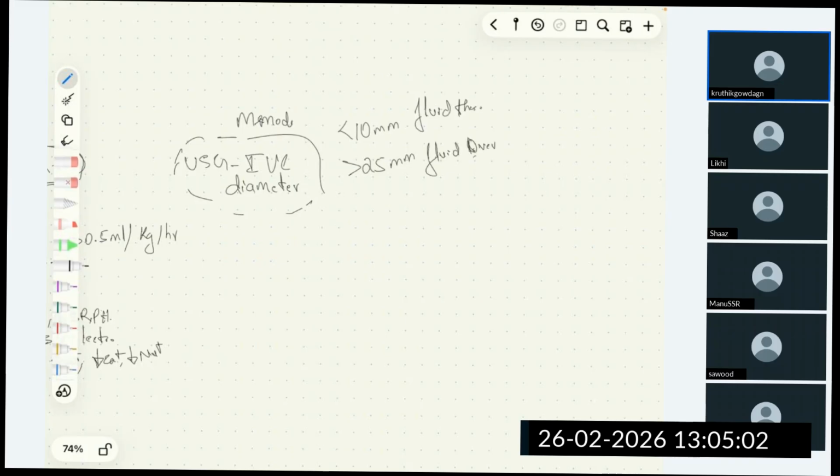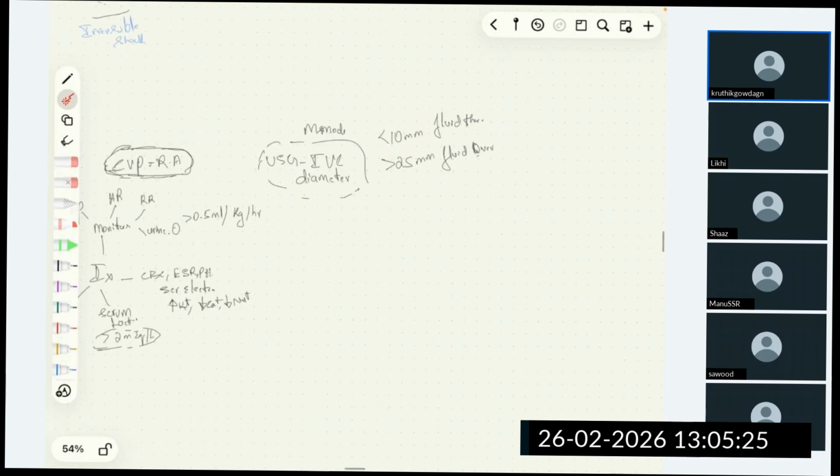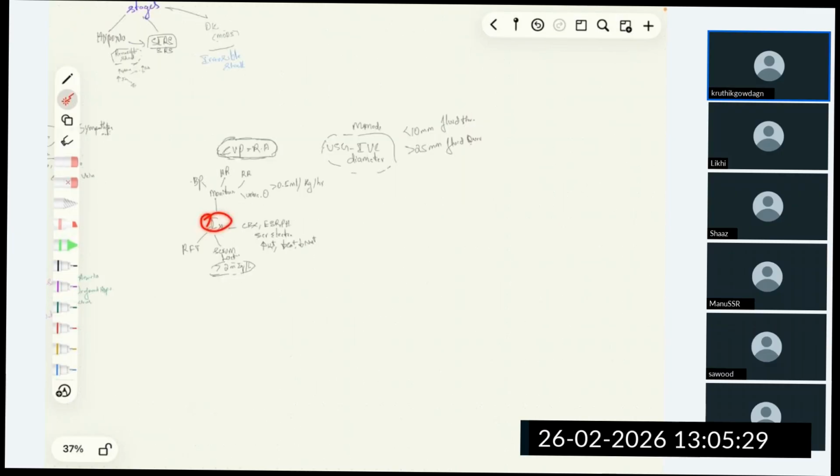So we have ultrasound in the emergency department and in the anesthesia department and all, where we can put M mode and measure the IVC diameter. If it's less than 10 mm, it means the patient needs fluid therapy. If it's more than 25 mm, there is fluid overload. Please don't give more fluid to this patient and worsen the condition of the patient. This is about investigations in shock.